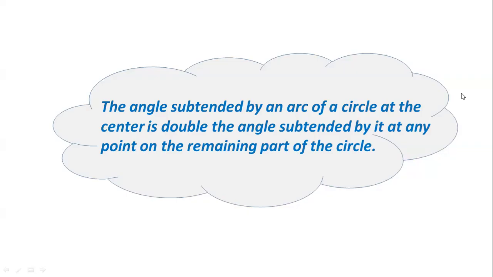In this video, we are going to prove a theorem which states that the angle subtended by an arc of a circle at the center is double the angle subtended by it at any point on the remaining part of the circle. So this is the theorem. That means the central angle is double the inscribed angle. That is, in short, as a formula: central angle is double the inscribed angle. That's what we are going to prove.